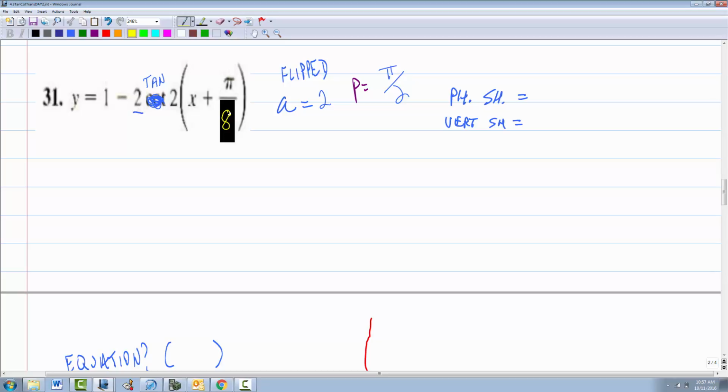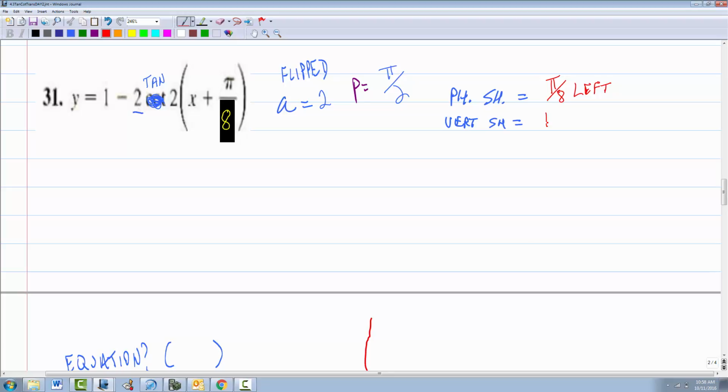So I want this more challenging. Let's make the phase shift pi over 8 to the left. And then change this back to red. So I made that change because I wanted this to work out better. All right, is everyone okay? I made that change because I didn't like it. It's not enough getting you prepared for tougher questions. And then what's the vertical shift? Up 1.